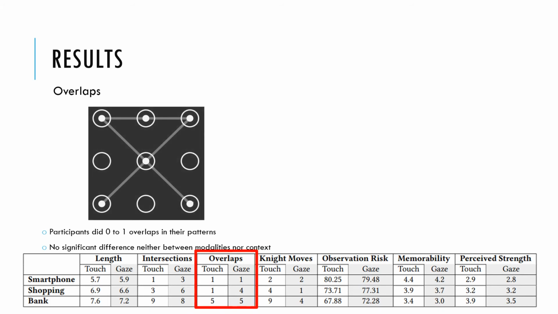Moving on to the number of overlaps in the patterns. Overlaps means crossing over an already activated cell. No significant differences were found for the modality between gaze and touch, and neither for the situation.